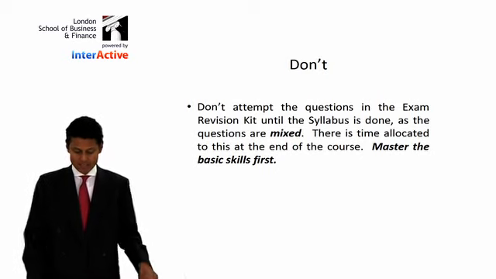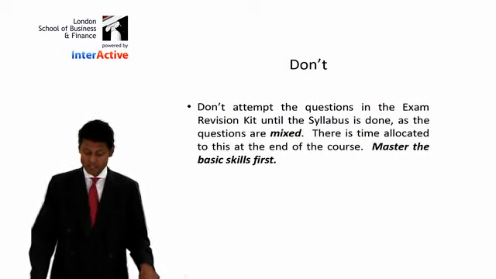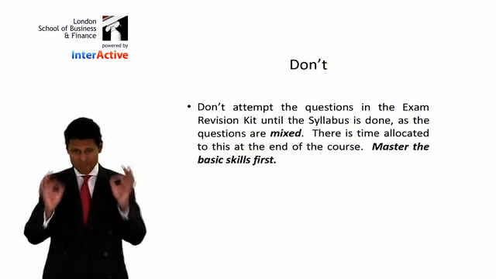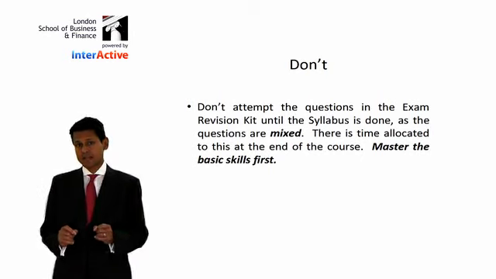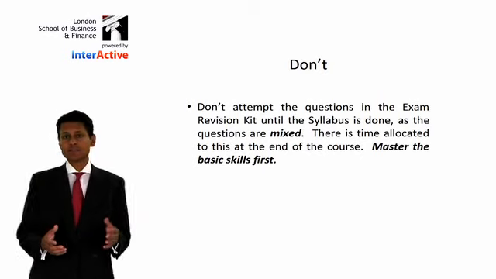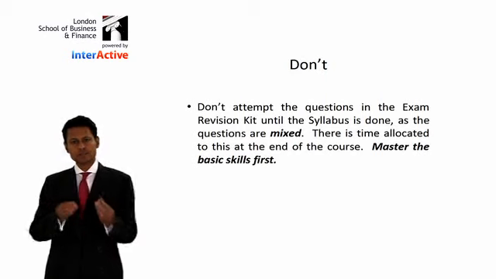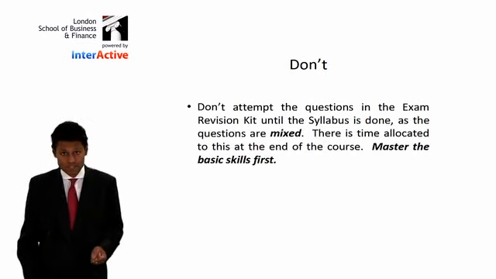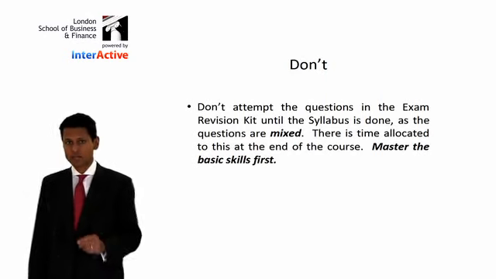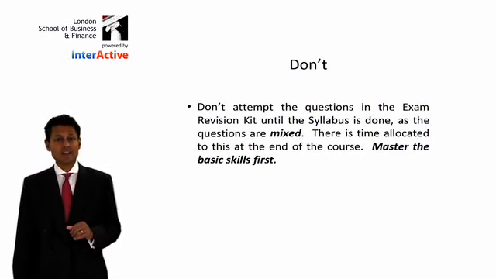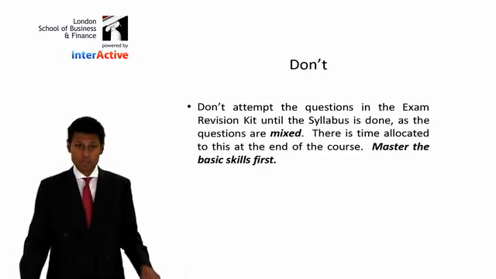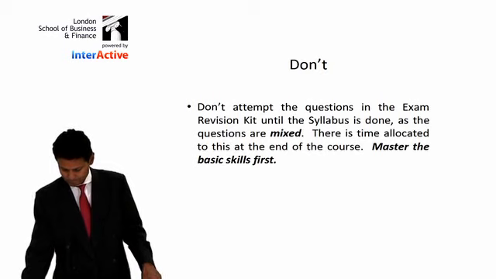There is time allocated to doing these mixed questions at the end of the course. Master the basic skills first. There is a saying going around with F7 that if you know the basics, you'll get 60%. Now, most of us know a few extra bits, so that's why you can get more than 60%. But if you're shaky on the basics, you'll find it hard to pass this paper. So you must know the basics. What else do we have?